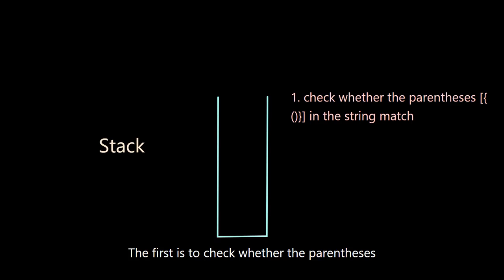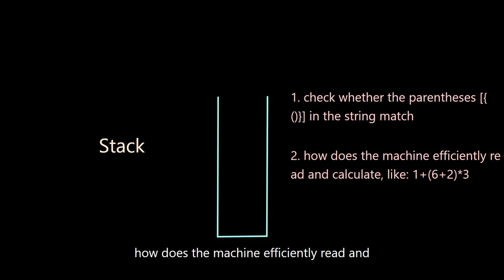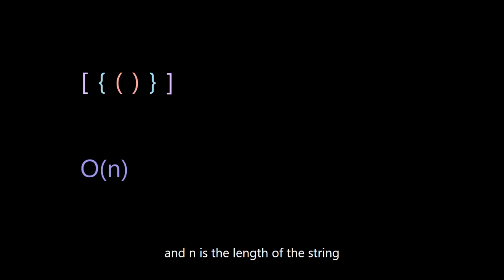The first one is to check whether the parentheses in a string match. Second, how does the machine efficiently read and calculate such equations? The first one: suppose there is now a set of parentheses. However, the machine can only check them one by one. How can it be done by checking only once? That is, the time complexity is big O of n, where n is the length of the string.